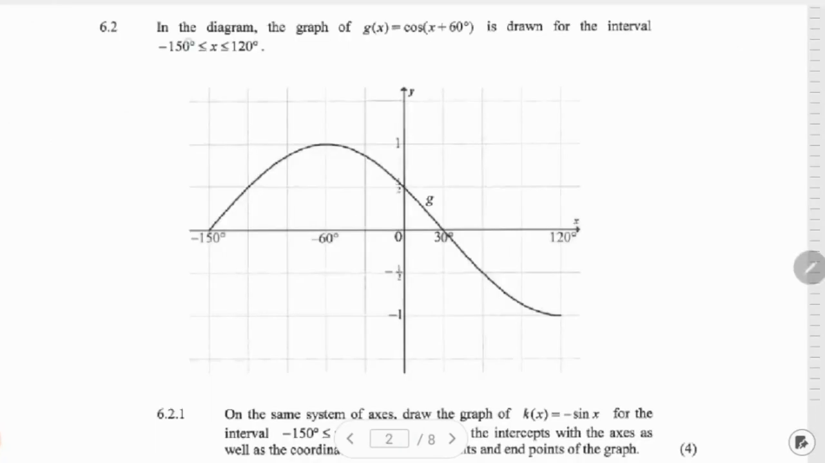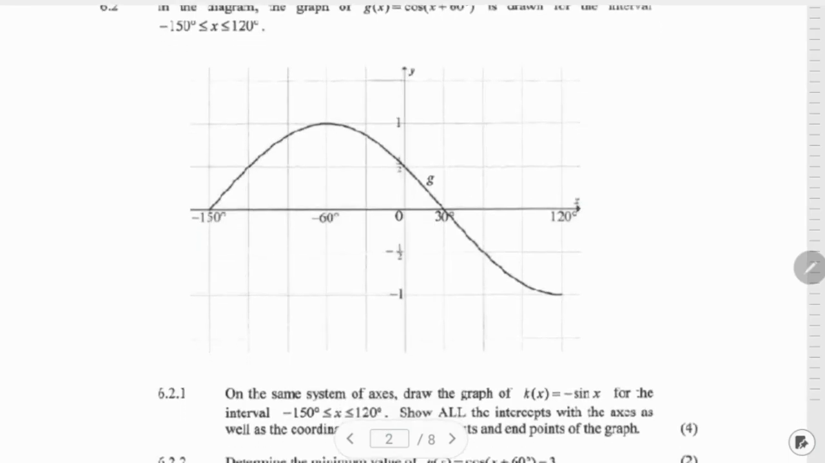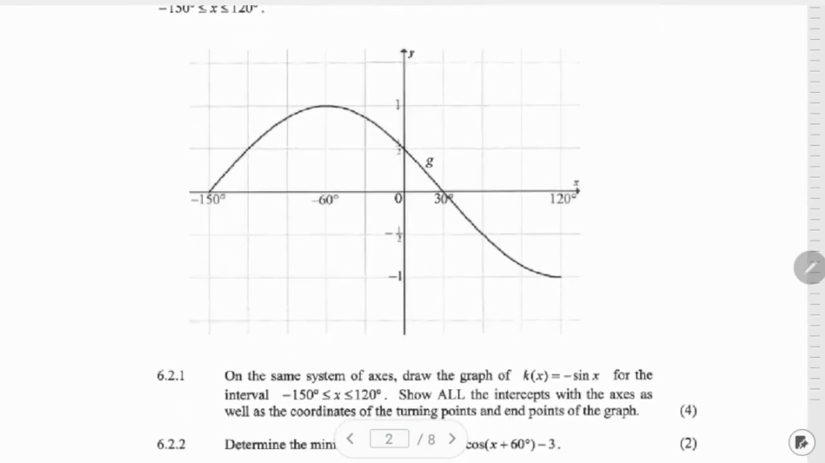The next question says, in the diagram, the graph of g of x is equal to cos x plus 60. It's drawn from the interval minus 150 to 120. So the question says, on the same set of axes, that means right here, we need to graph k of x being equal to minus sine of x. For the same interval, we need to show all the intercepts with the x-axis as well as the coordinates of the turning points and endpoints of the graph.